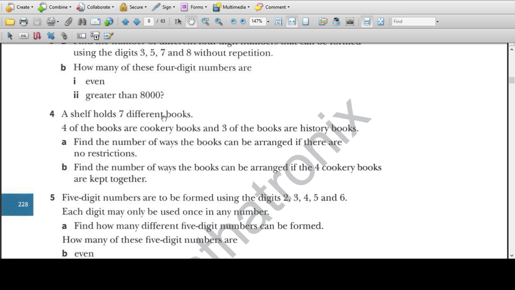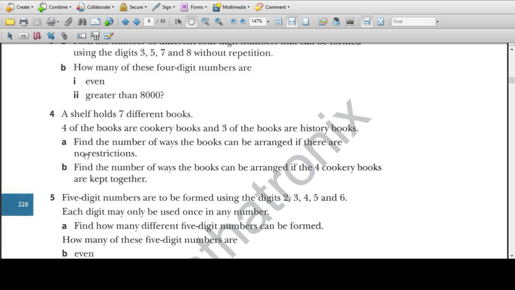Question number 4. A shelf holds 7 different books. 4 of the books are cookery books and 3 of the books are history books. Find the number of ways the books can be arranged if there are no restrictions. So 7 books with no restriction means 7 factorial is the answer. Find the number of ways the books can be arranged if the 4 cookery books are kept together.